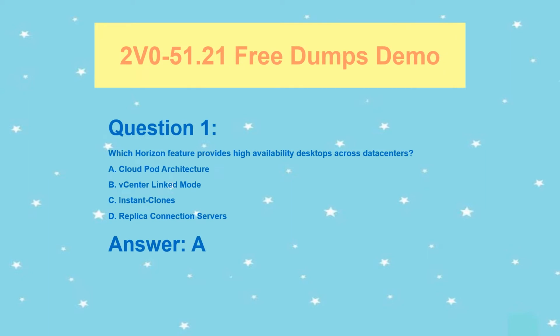Question 1. Which Horizon feature provides high availability desktops across data centers? A. Cloud pod architecture. B. vCenter linked mode. C. Instant clones. D. Replica connection servers. Answer: A.